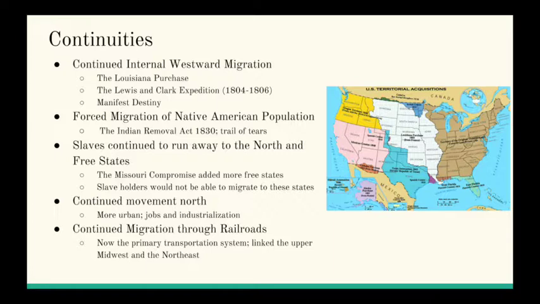Louis reaching up to the Pacific coast. The new notion of manifest destiny, coined by John O'Sullivan, allowed for the Americans to expand beyond the West. Another continuity in Unit 4 would be the forced migration of Native American populations.